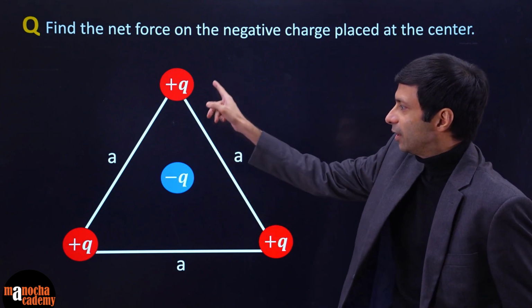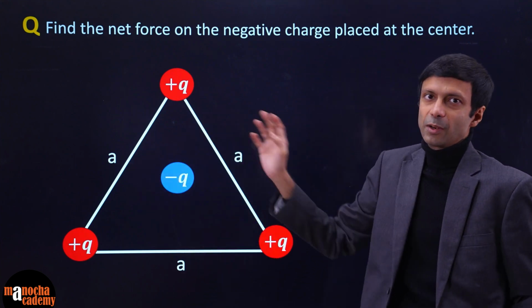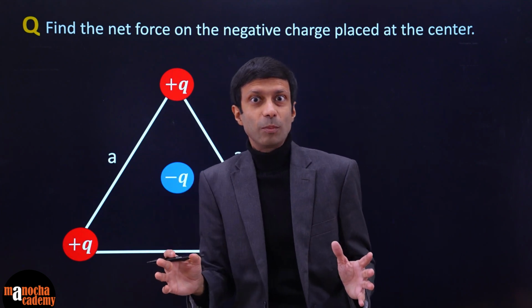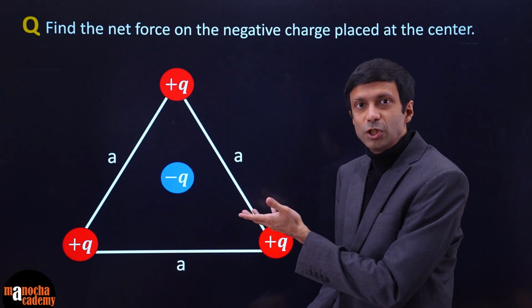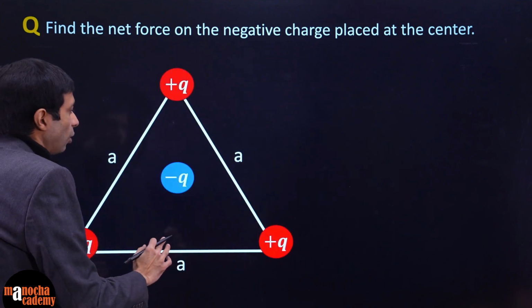So there's a minus q here and there are 3 plus q's, and you can see it is an equilateral triangle because all the sides are equal. So how do you approach it? Once again, we're going to apply Coulomb's law and the principle of superposition of forces, right? So we have to take a vector sum here. So let's consider all the 3 forces.